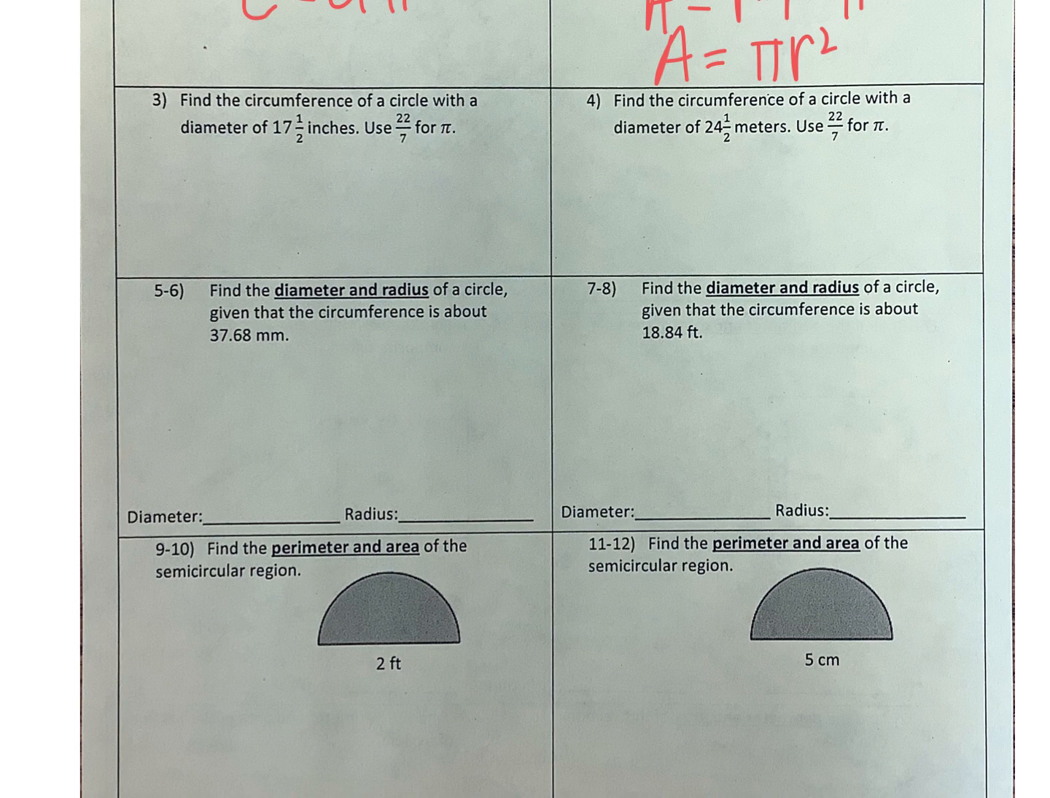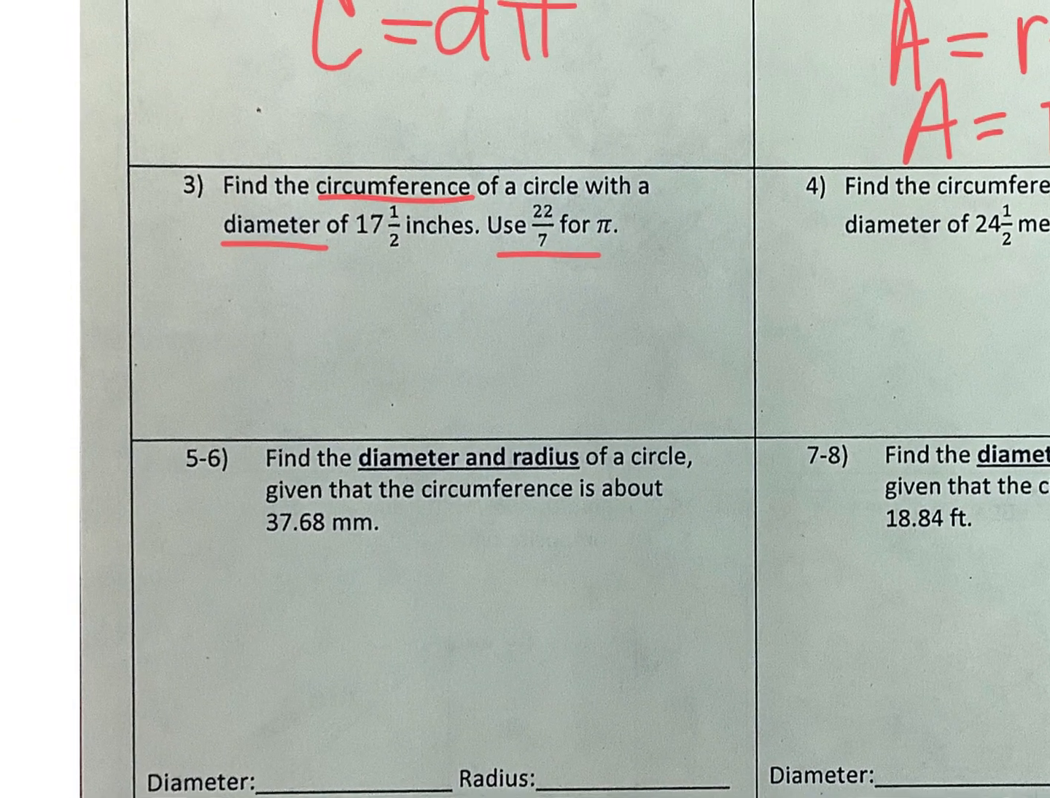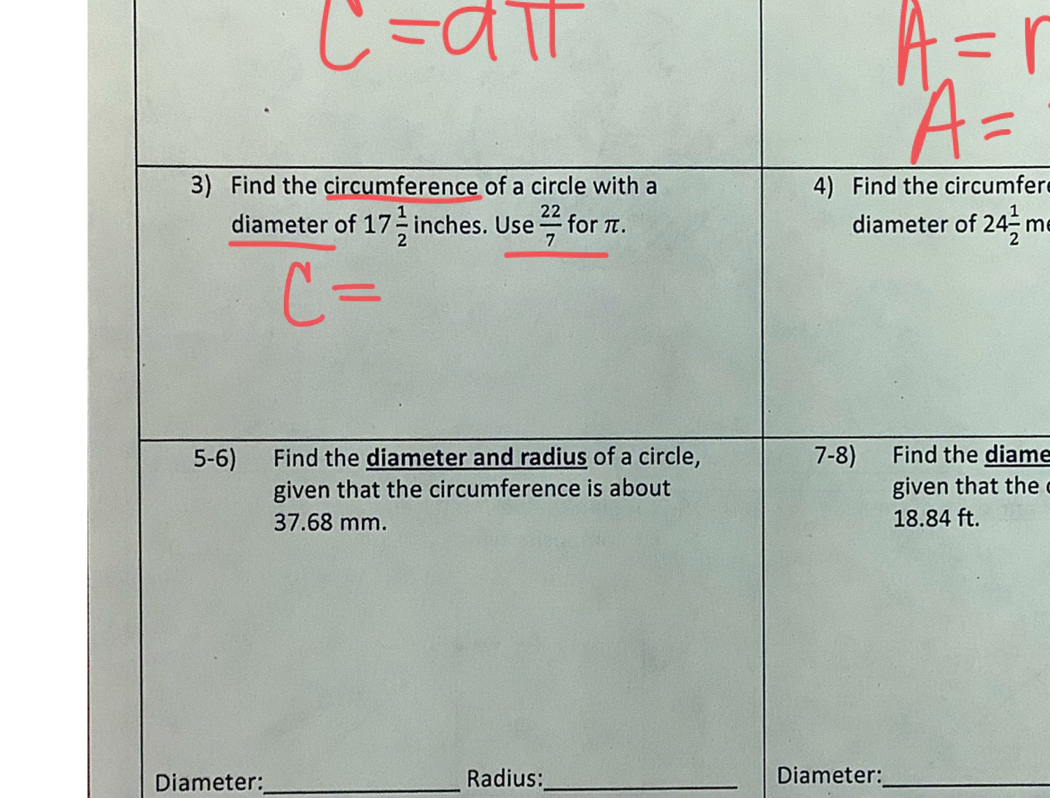Okay, so let's apply that. First thing, find the circumference when I give you the diameter and pi. We're going to use 22/7 for pi. So if circumference equals diameter times pi, with the diameter being 17.5 inches, if I multiply that by 22/7, it actually comes out to a pretty good number. It just comes to 55, and it's inches because a circumference is just a line.